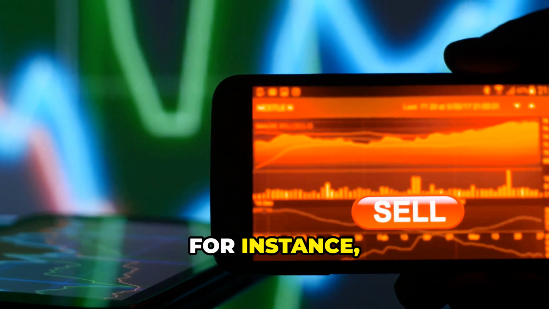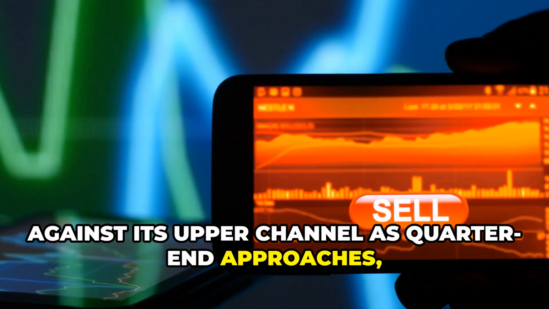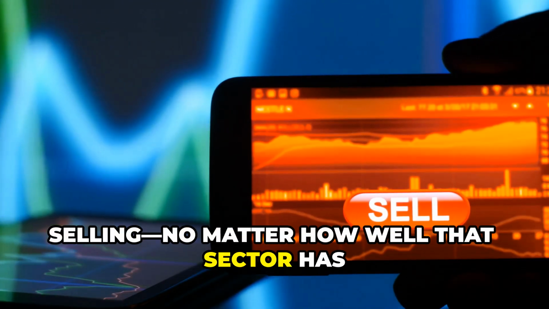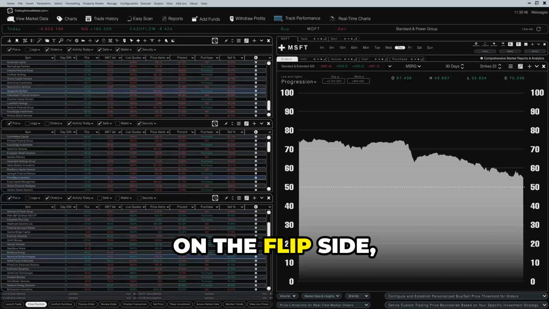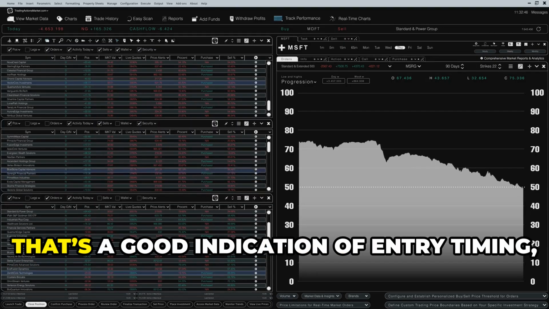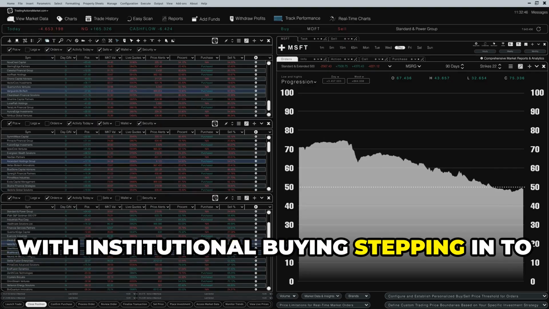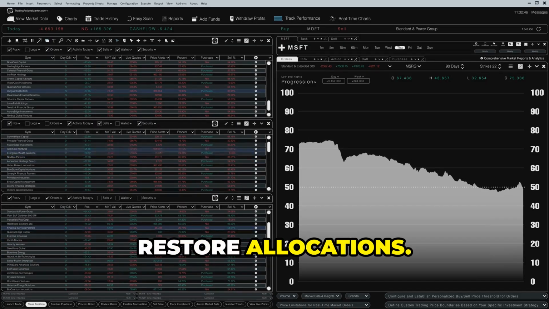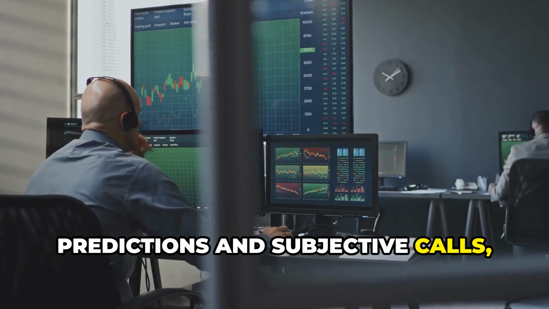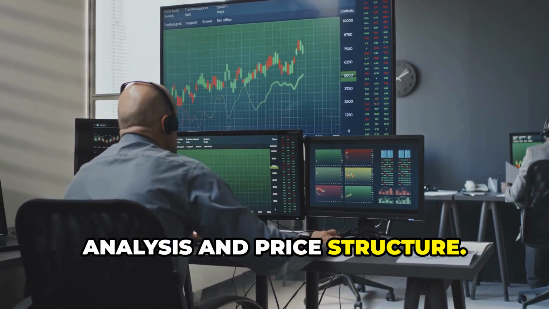For instance, if the growth sector is pushing up against its upper channel as quarter end approaches, that's a signal for institutional selling, no matter how well that sector has done recently. On the flip side, when defensive sectors are down near their lower boundaries, that's a good indication of entry timing, with institutional buying stepping in to restore allocations. This whole approach removes the need for predictions and subjective calls, replacing them with objective calendar analysis and price structure.